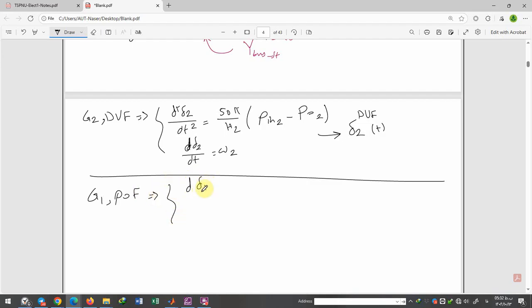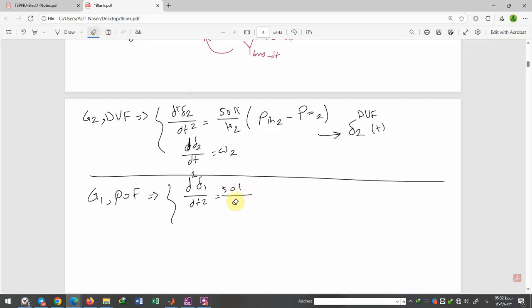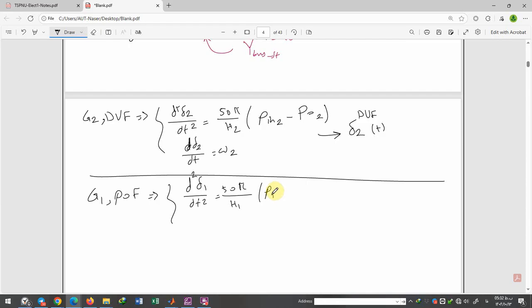d²delta 1 over dt² is 50 pi over H1 times P mechanical input of generator 1 minus Pe1, and d delta 1 over dt is omega 1. This gives you delta 1 in POF over T.